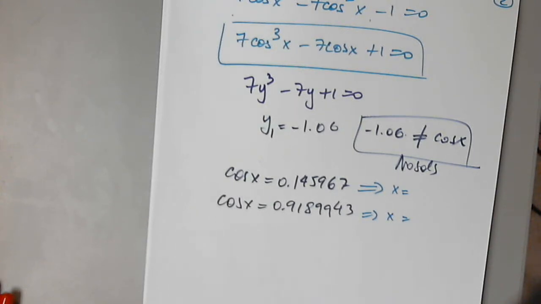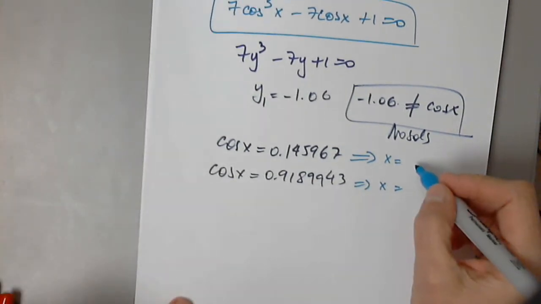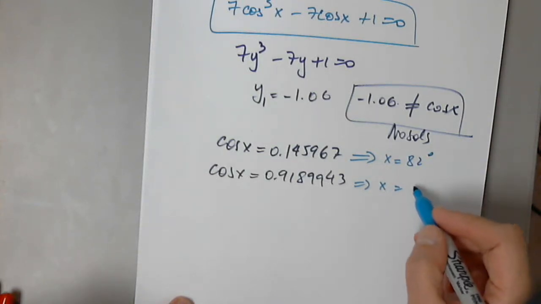So, cosine inverse of 0.145967. Okay, and the other one, cosine inverse of 0.9189943. 819, yeah, 9, yes. Okay. Wait a second. Okay, I was in degrees. Okay, that's fine. So we have, I'm going to just put approximately 82 degrees and approximately 23 degrees.